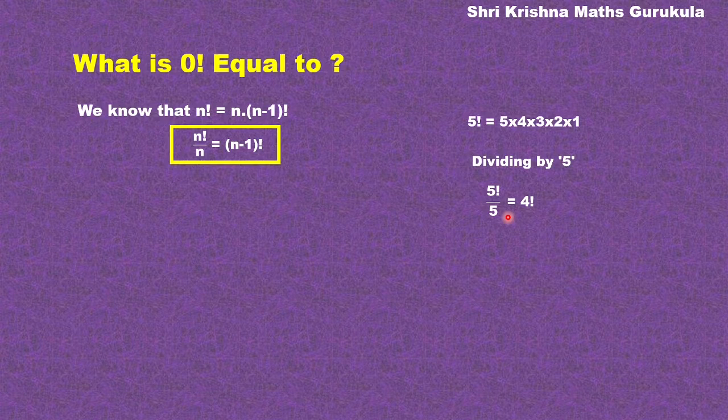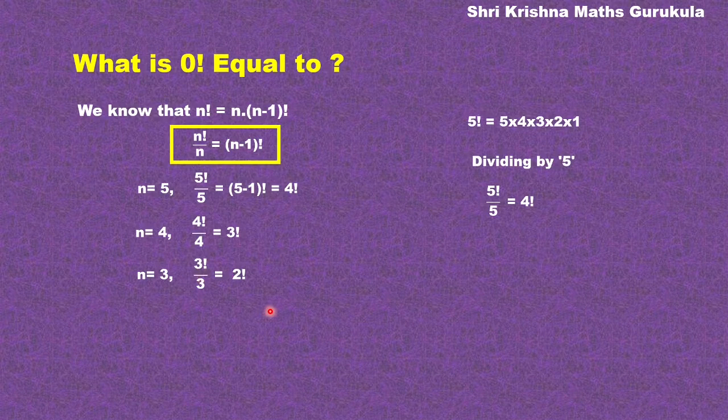So if we keep applying the same thing to 4 factorial, what do we get? Just check this. It's the same property that I have applied here. Now look at this. If it is 4 factorial by 4, what will that be equal to? Definitely 3 factorial, right? So if I am dividing 3 factorial by 3, then what do we get? It is 2 factorial.